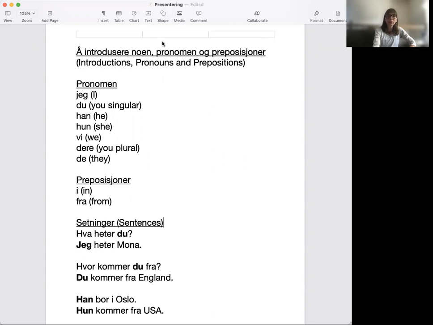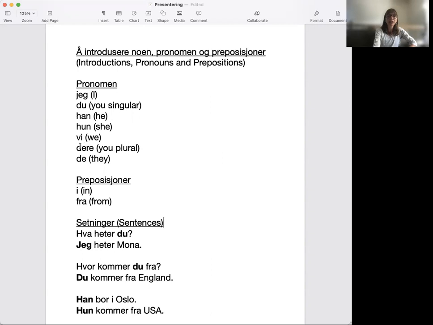Here I've written some of the pronouns that we have in Norwegian. I'll start off with jeg, which means I, and then you singular is du, and we don't use this one for plural. We have a different one for the you plural. Next one, han, that means he. And then we have hun, which is she.